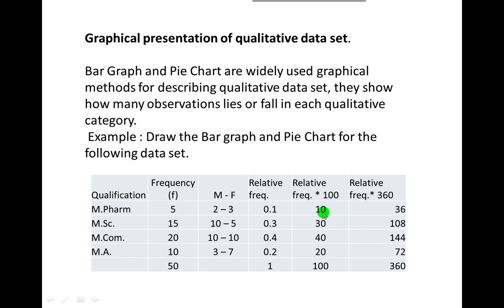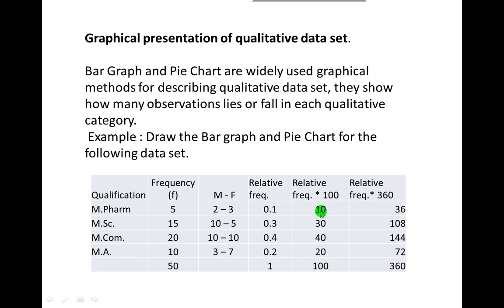So how will we convert the data 5 into percentage? If you multiply each relative frequency by 100, you will convert the data into percentage. 0.1 multiplied by 100 is 10, 0.3 multiplied by 100, 0.4 multiplied by 100, 0.2 multiplied by 100. The sum of the percentages is always equal to 100%. The sum of the relative frequencies is always equal to 1 in probability. 1 or 100%, both are the same.